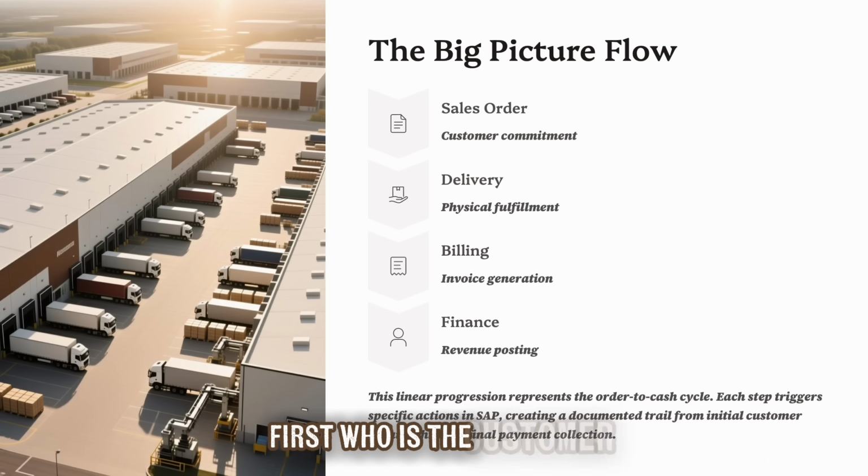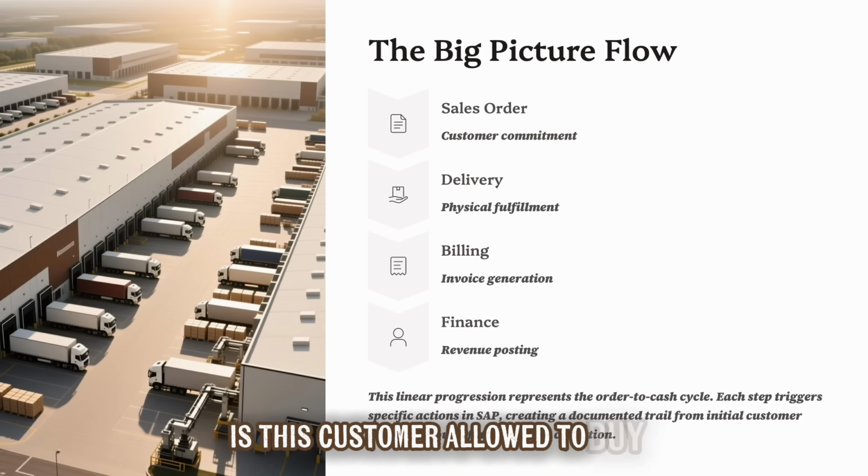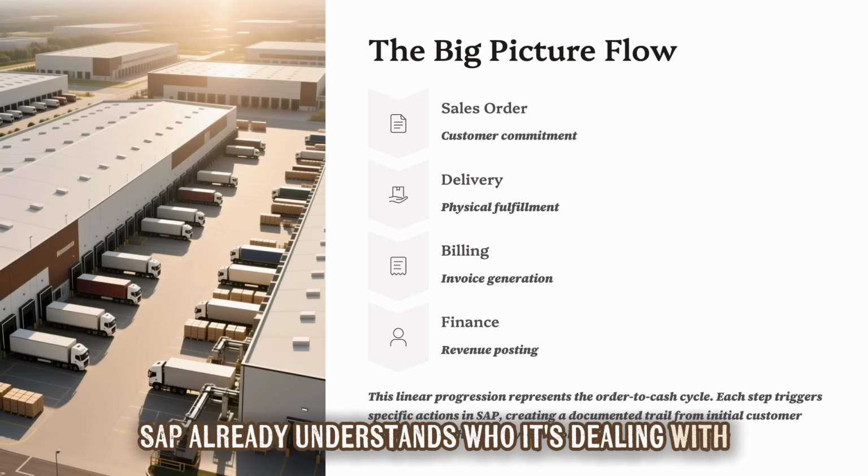First, who is the customer? SAP looks at the customer master and checks. Is this customer allowed to buy? Which price list applies? Which taxes apply? Is there a credit limit? So even before products are checked, SAP already understands who it's dealing with.